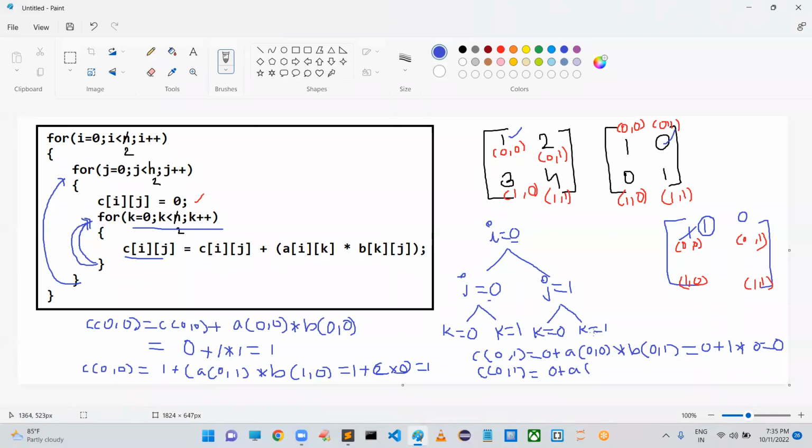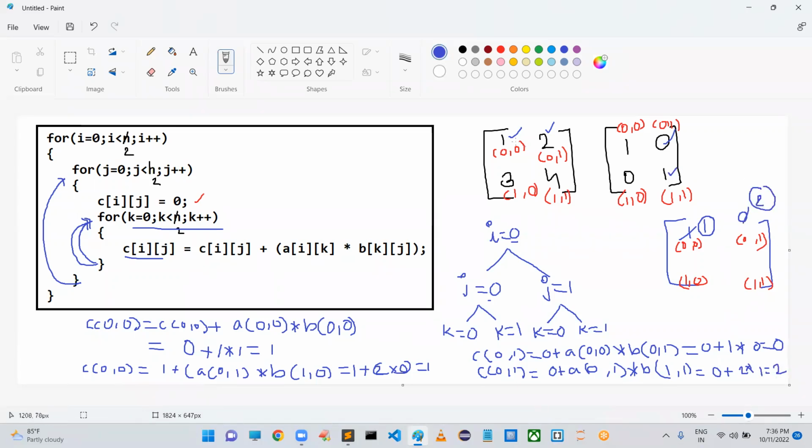So next term, 0 plus A of, what is the next value? Here the formula is nothing but A of i k. I value is 0, K value is 1. So 0, 1 into B of k j, K value is 1, J value is 1. Next, 0 plus A of 0, 1 will become 2. 2 into B of 1, 1. B of 1, 1 will become 1. So 2 into 1 will become 2. This value is updated to 2.